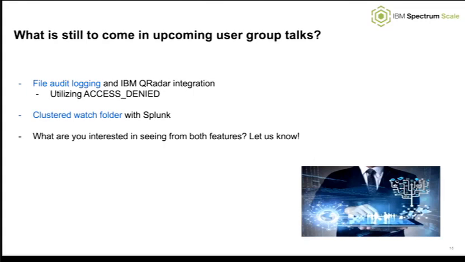For file audit logging and QRadar integration, we are planning a user group presentation in Q1. There is already a QRadar and file audit logging integration redbook. We are planning on expanding on that redbook with the new access denied event and possible use cases regarding the access denied event. A link to the existing redbook is provided in the links and resources slide of the presentation, which should be made available. We will also be presenting on clustered watch folder integration with Splunk in that same talk.